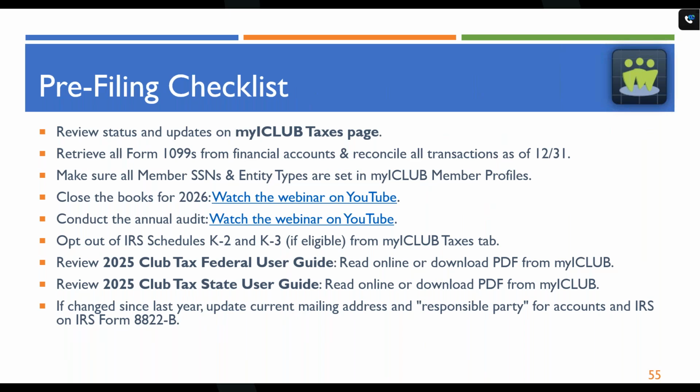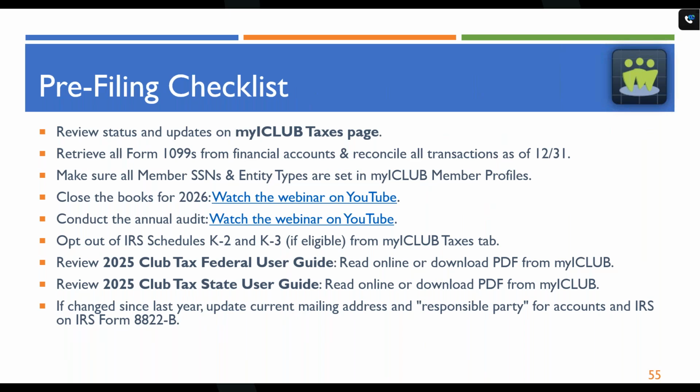We have our Closing the Books and annual audit webinars that you can watch on YouTube. And a little tip: you can adjust the playback speed and speed them up if you need to. You can pause them if you want more information, and rewind. Those are great resources no matter what your learning style is. Make sure that you understand the opt-out of Schedule K-2 and K-3. If that's eligible, we recommend that you do opt out, so make sure you understand that. The user guides are available.